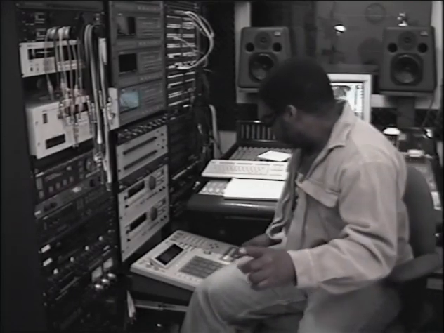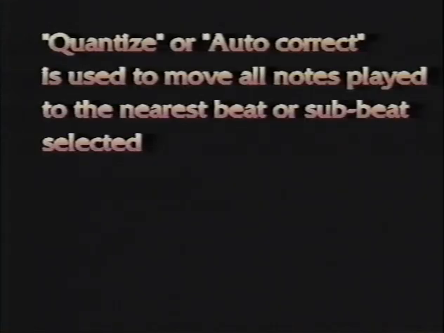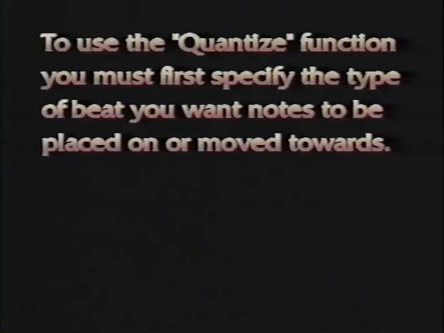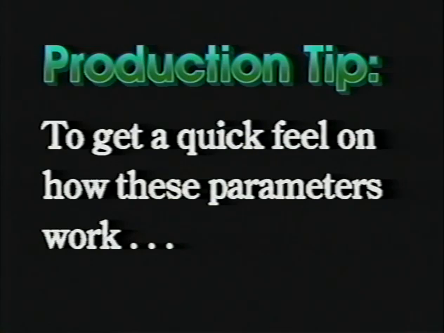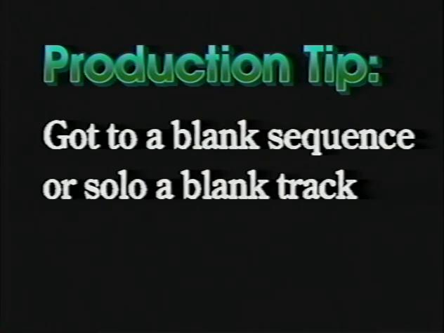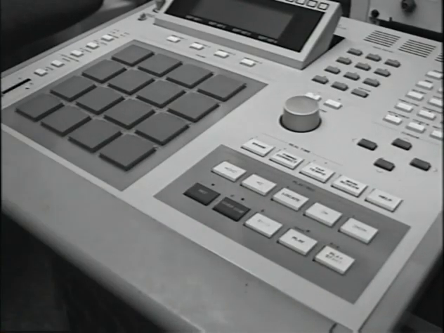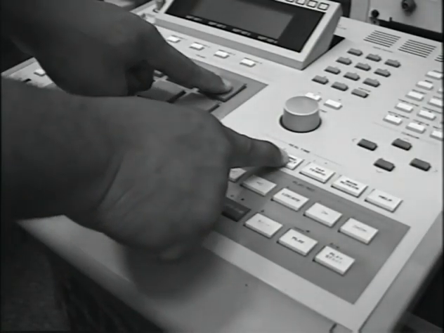What's off there? Look at my quantizer bar. Quantize or autocorrect is used to move all notes played onto the nearest beat or subbeat selected. This results in perfect timing. To use the quantize function, you must first specify the type of beat you want the notes to be placed on or move towards. These values can be eighth notes, eighth note triplets, 16th notes, 16 triplets, or 32nd notes. To get a feel of how these two parameters work, go to a blank sequence, hit play, and hold timing correct while touching one of the pads.